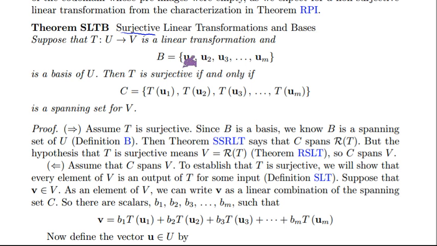All right. So here we have, if we have U1 through UM, and you take the images of those. Now, if T is surjective, this must span V. On the other hand, if this spans V, then for any vector in V, you can find a vector in U that maps to it. So surjective is the same thing as saying that you have a spanning set for the codomain, which is based on the images of a spanning set of the domain.